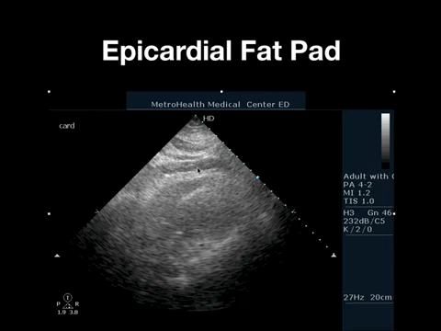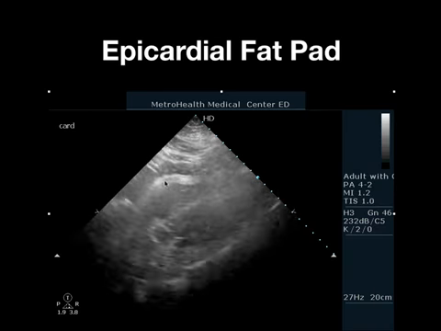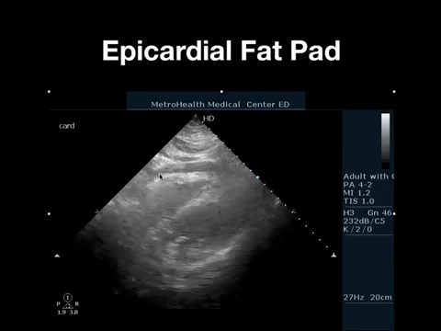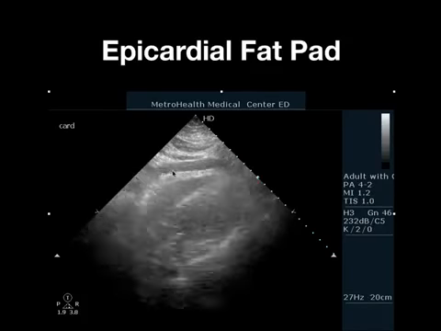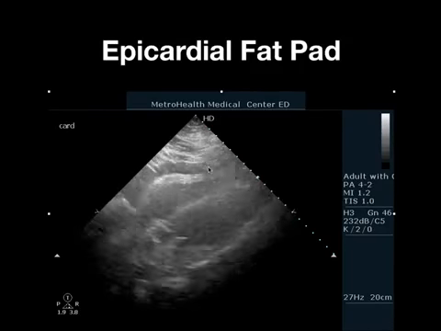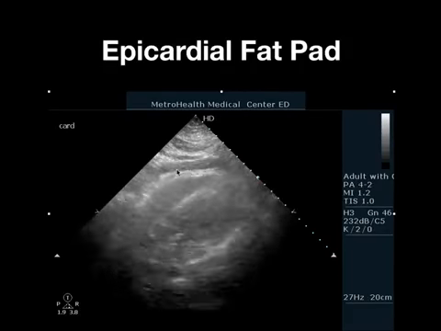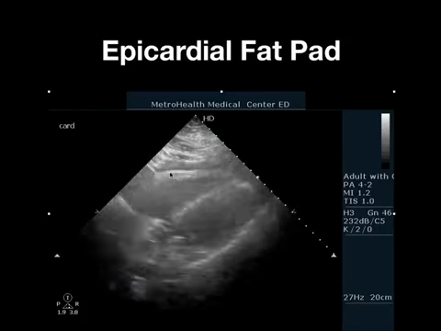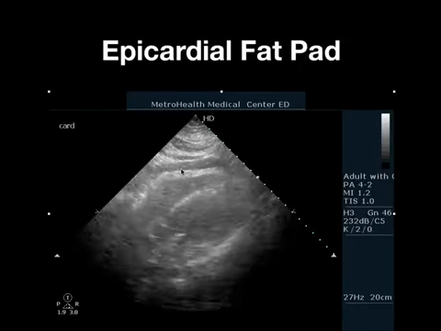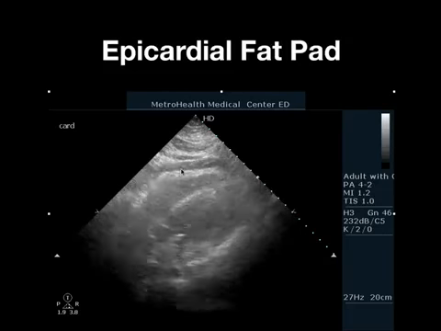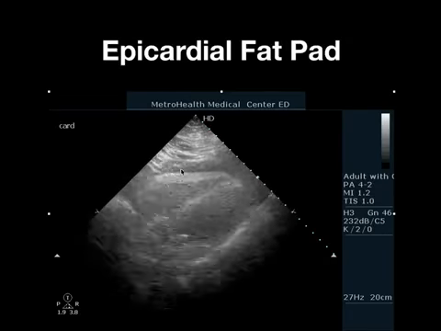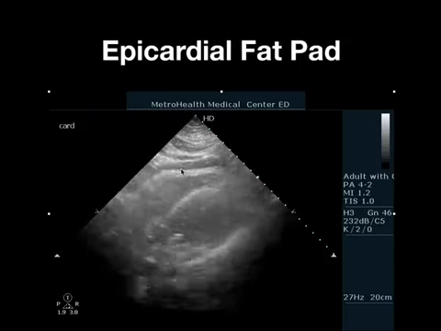This is something that can confuse both the novice as well as the advanced scanner. If we take a look at the video clip here, you can see along the right side of the heart, what appears to be between the visceral and parietal layers of the pericardium, you have this echogenic space. But if you take a look at it closely, you can see that it has a fixed geographic pattern within it, almost a lattice-like appearance, and that's due to the presence of fat.